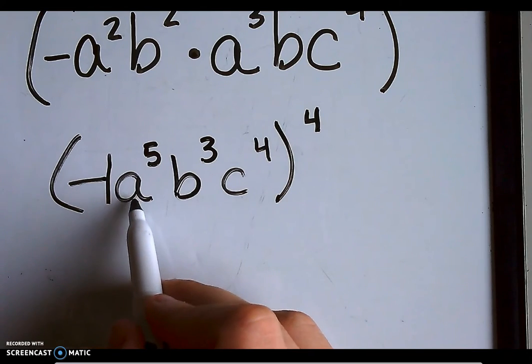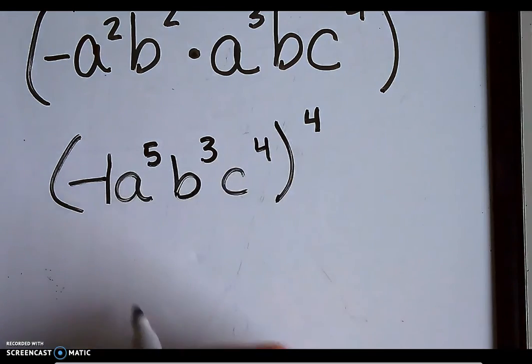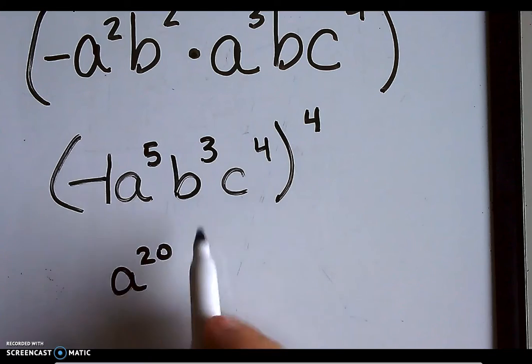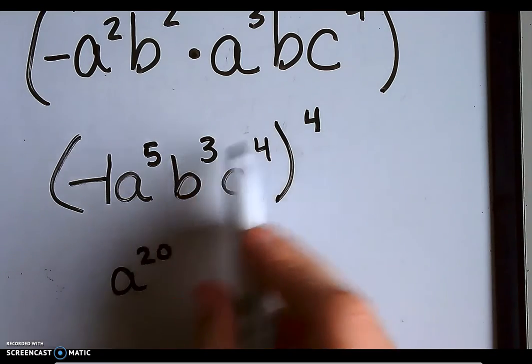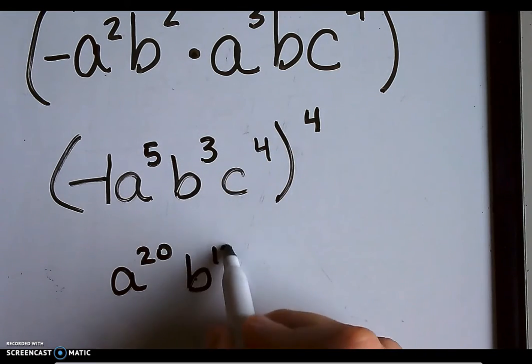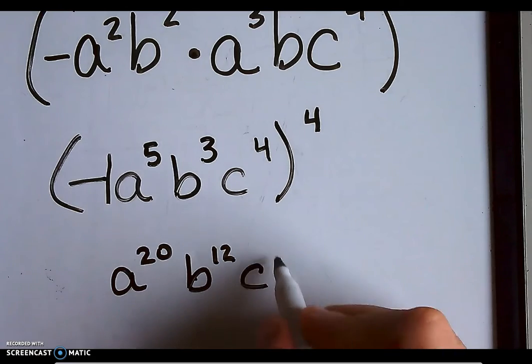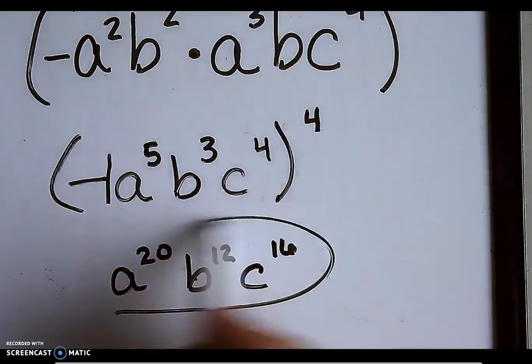Next I'll take a to the 5th to the 4th power, which gives me a to the 20th. My next one, b to the 3rd raised to the 4th, is b to the 12th. And then lastly we end up getting c to the 16th. And that is the final answer for this problem.